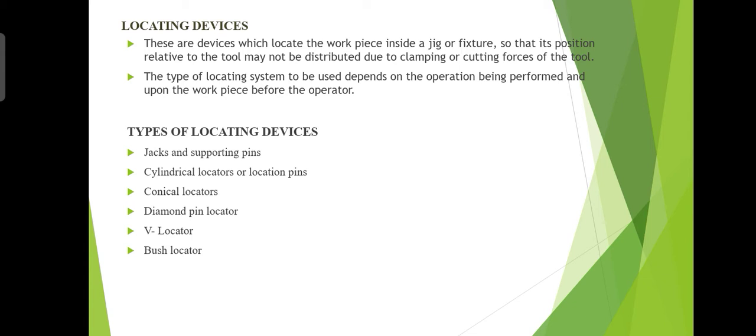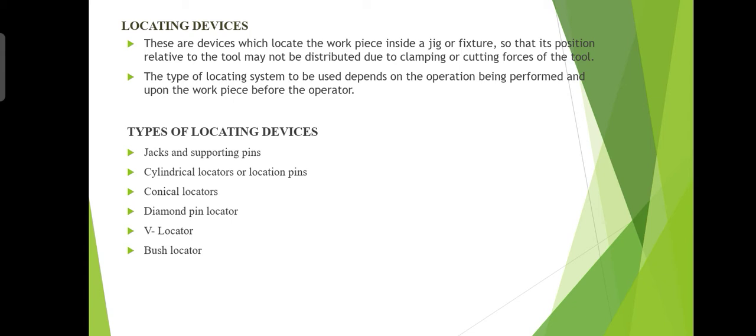I have already told you in my previous lecture there are 12 degrees of freedom. 6 are movements of rotation and 6 are movements of translation that we have discussed in our previous lecture. In this lecture, we will discuss the principle of location.